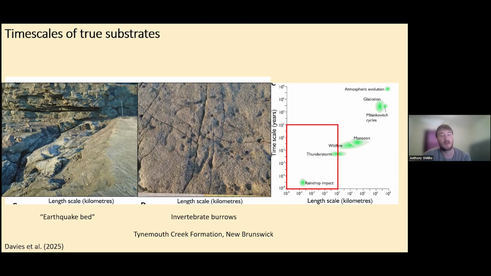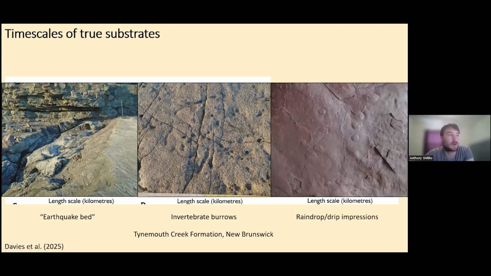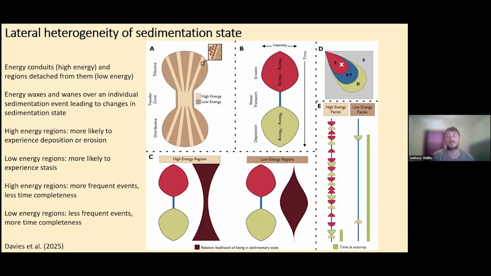On, sorry, biological processes, we're not going to see evolution from a bedding plane, but we are going to see animal-environment interactions. We're seeing bioturbation, we're seeing burrowing. In weather type processes, we don't see Milankovitch cycles, we're not seeing glaciation occurring in an individual bedding surface, we're not seeing a monsoon, but we might see a storm or raindrops, and here again we have drip impressions. All of these from the Tynemouth Creek Formation of New Brunswick. So we have an idea about the time scales that these true substrates occur on, and the kind of phenomena that we might be able to observe from looking at them.